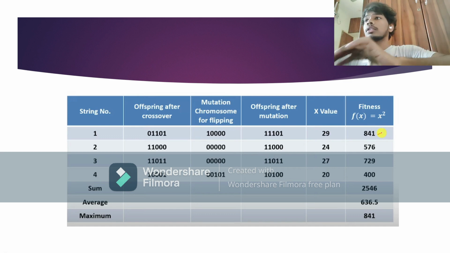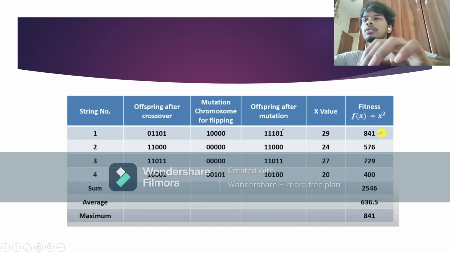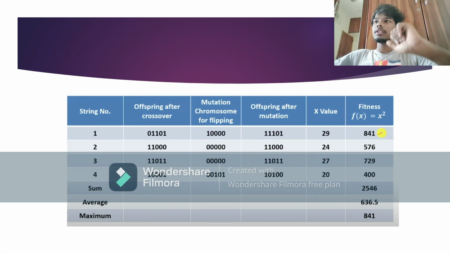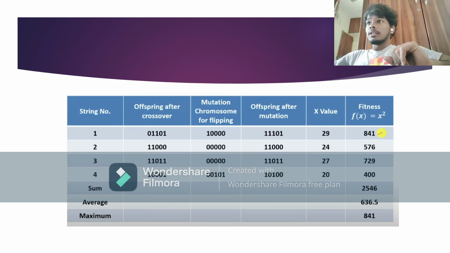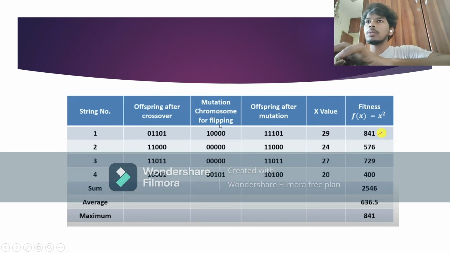This includes the string number and offspring after crossover, so after the crossover we have to write that here. Then the mutation chromosome for flipping, which I will explain. Then offspring after mutation, x value, and fitness f of x, x square. So write the string number 1 2 3 4, sum, average, maximum, just like the previous table. Then move to the offspring after crossover. We have to write the same four values here, and we have to find the mutation chromosome.